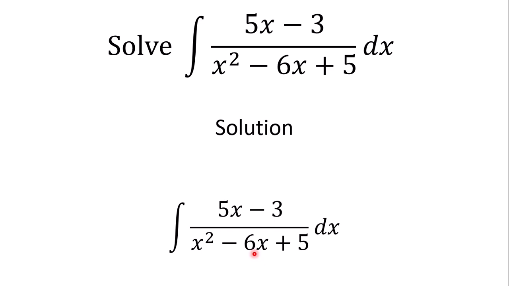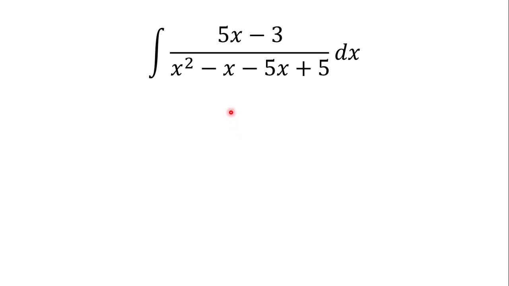So what are those factors of 5 that when you sum up, it gives you minus 6, but when you multiply, it gives you 5? That is minus 1 and then minus 5. So I'm just going to replace this one with minus x and then minus 5x. Okay. Good. So here we're just going to put brackets on this and also this and that.